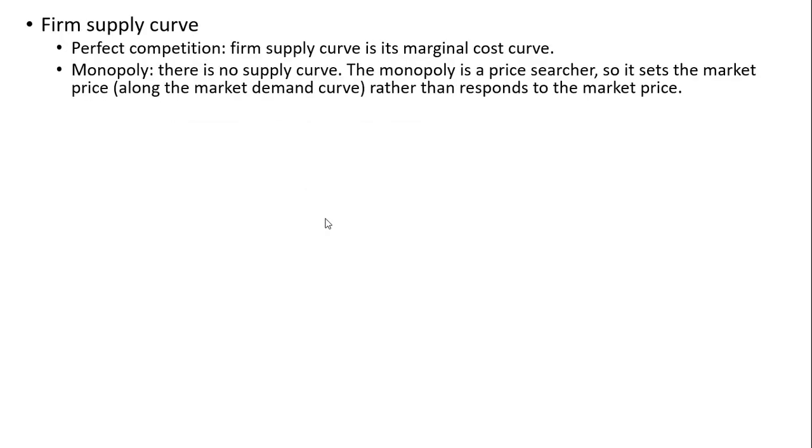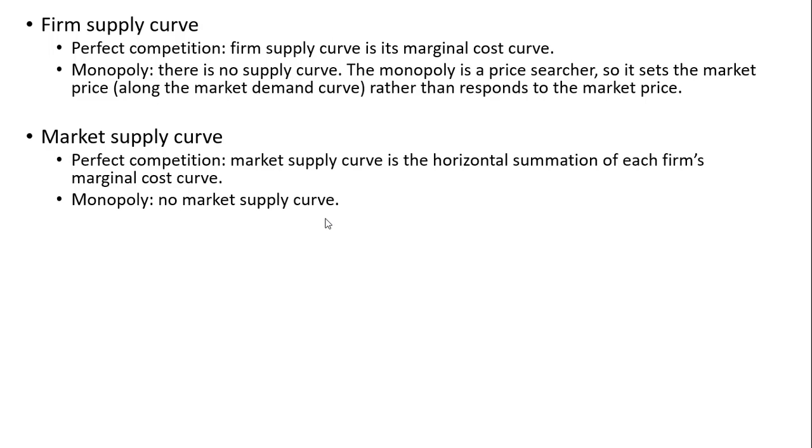The firm's supply curve. Perfect competition, the firm's supply curve is its marginal cost curve. In monopoly, there is no supply curve. The monopoly is a price searcher, so it sets the market price. It doesn't respond to the market price. A perfectly competitive firm is a price taker. It responds to the market price. It doesn't set it.